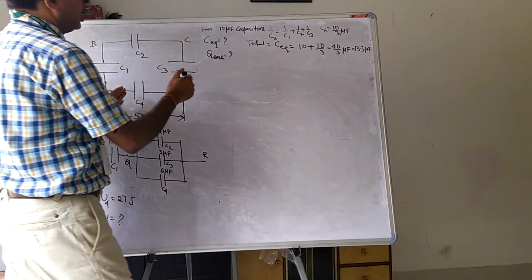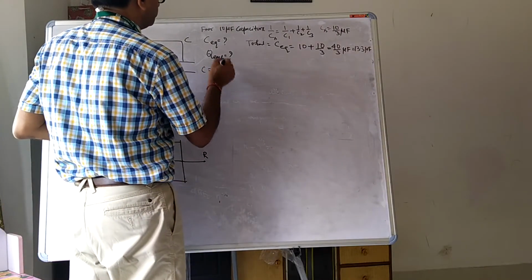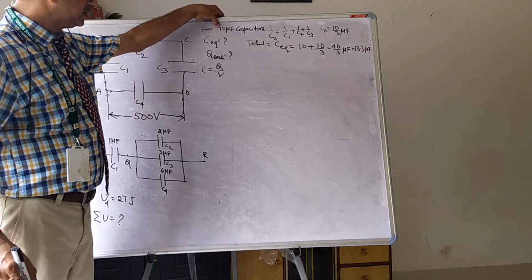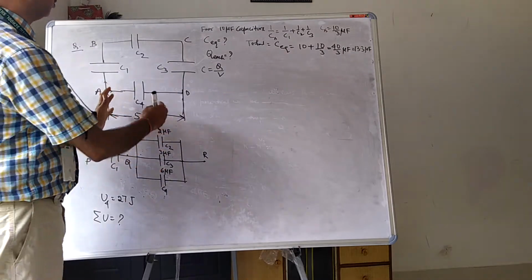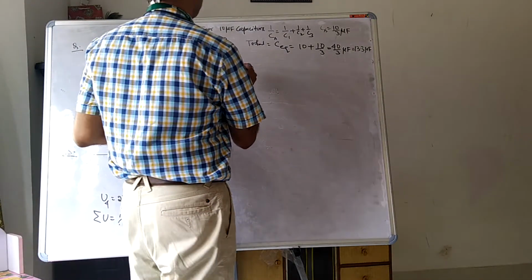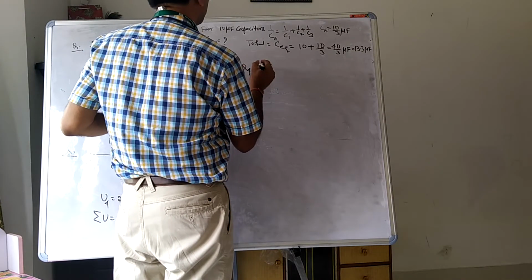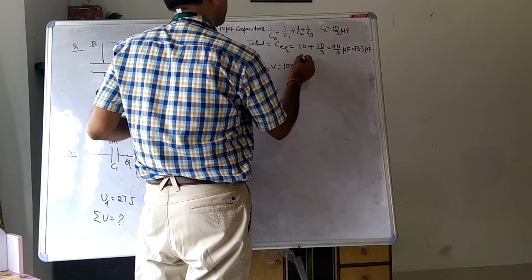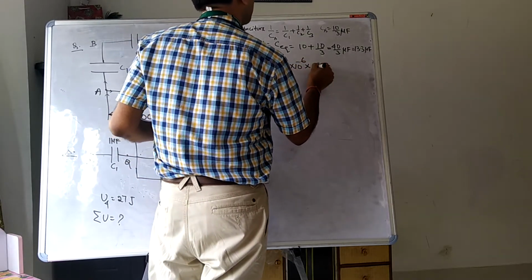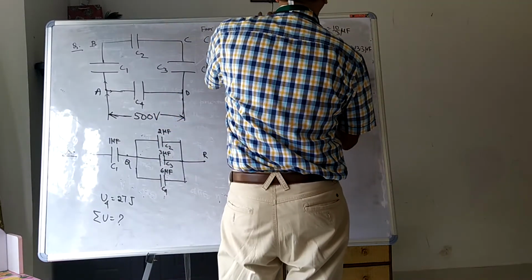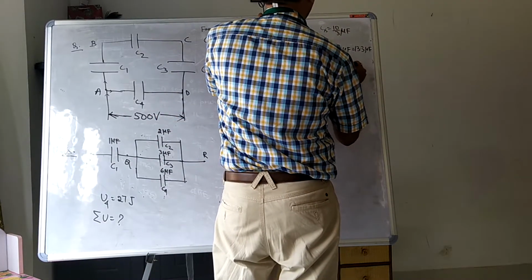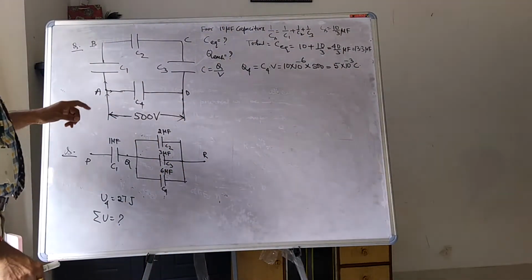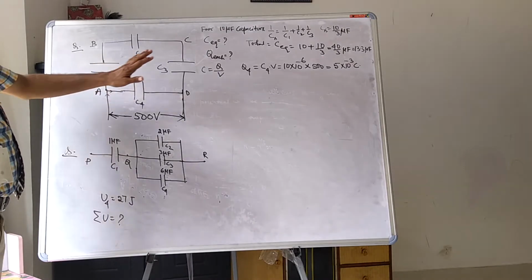Now we know that C equals Q by V. So in the case of C4, what is the C? 10. The V is 500 because the voltage is across there. So what will be the value of Q? So Q4 will be C4 into V. So 10 into 10 to the power minus 6 into 500. So the answer is 5000, that is 5 into 10 to the power minus 3 coulomb. This is Q4.